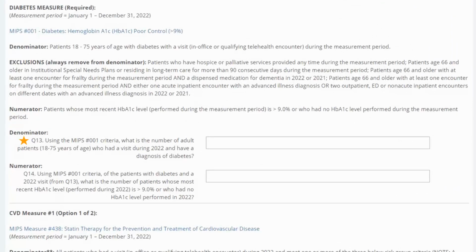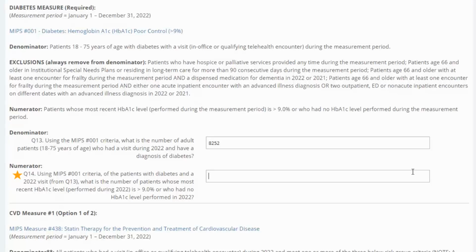Question 13 is the denominator of the MIPS number 1 measure, which is required for recognition. This denominator asks for patients who had a 2022 office visit and have been diagnosed with diabetes. Using the MIPS number 1 measure, which again can be accessed via this link, how many patients met these criteria? My demo organization had 8,252 patients with diabetes who had a 2022 office visit.